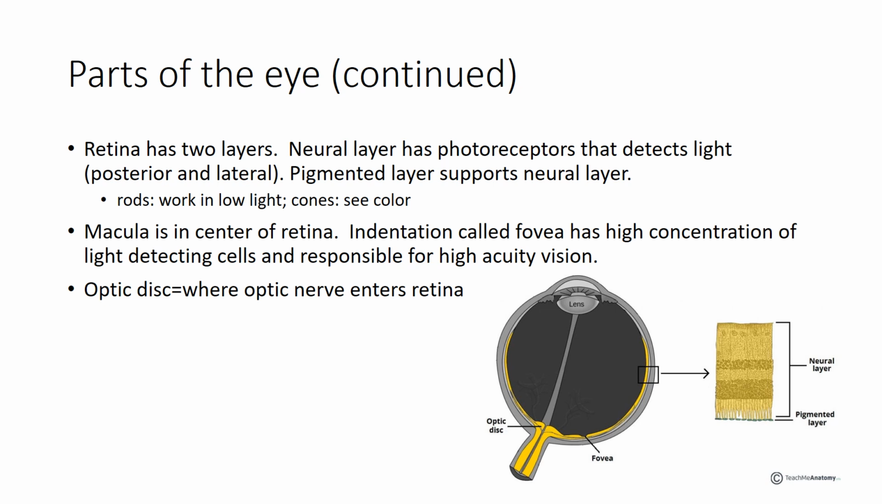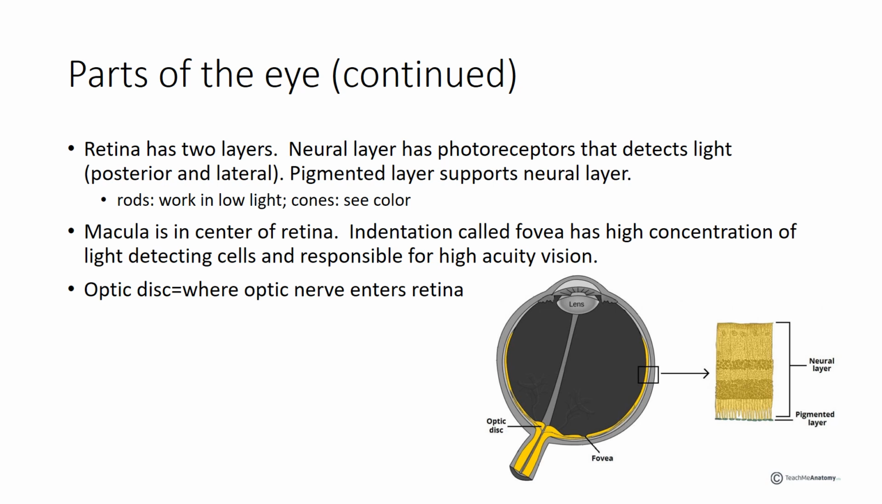The retina has 2 layers: a neural layer with photoreceptor cells that detect light, and a pigmented layer which supports the neural layer. And just a quick note about those photoreceptor cells: they consist of rods and cones, and rods work in low light and cones see color. The way I remember that is that cone starts with a C and so does color.